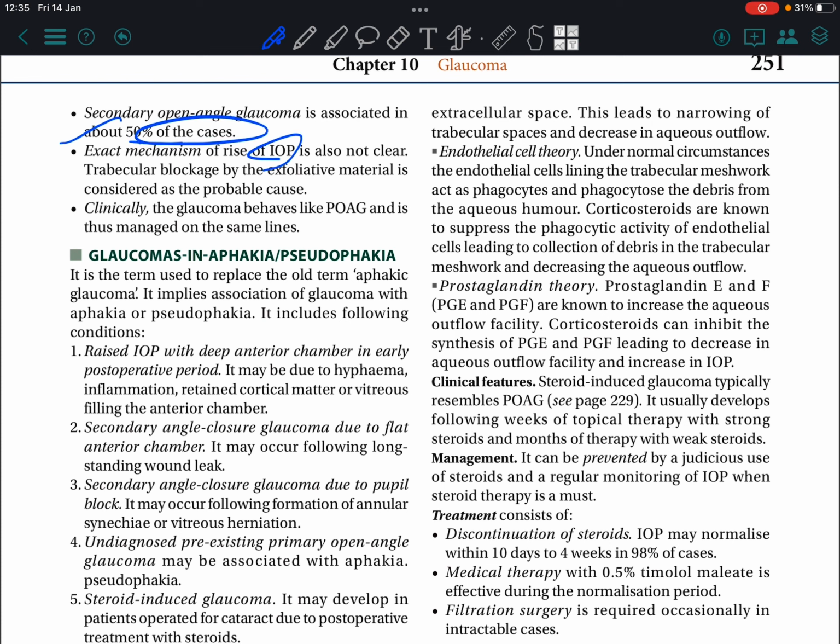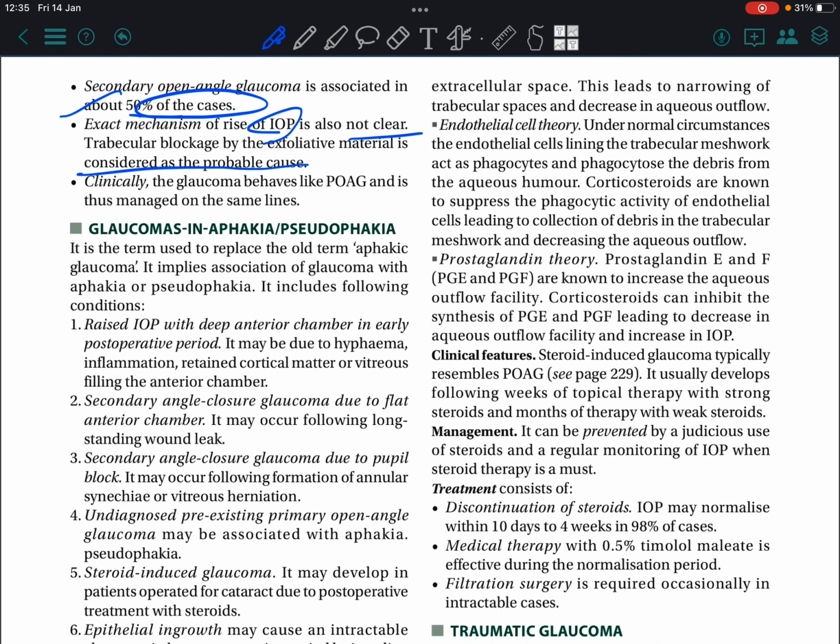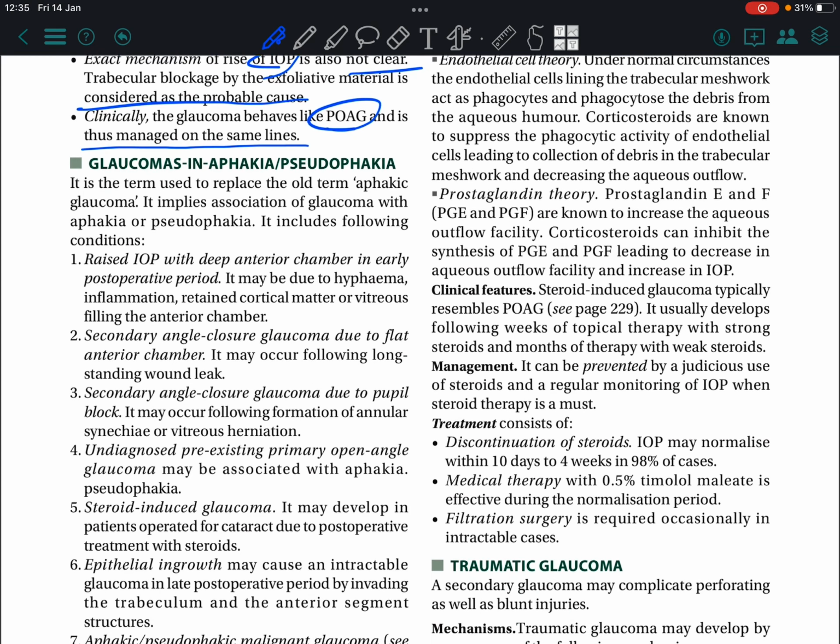The exact mechanism of rise in IOP is not clear. Trabecular blockage by exfoliative material is considered the probable cause. Clinically, the glaucoma behaves like POAG and is thus managed on the same lines.